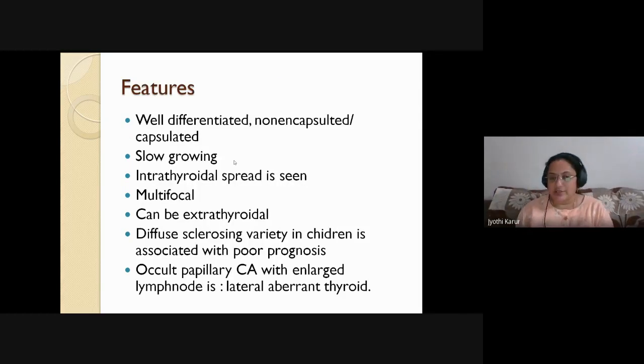What are the features? It is a well differentiated carcinoma. Well differentiated means, is it good prognosis or bad prognosis?